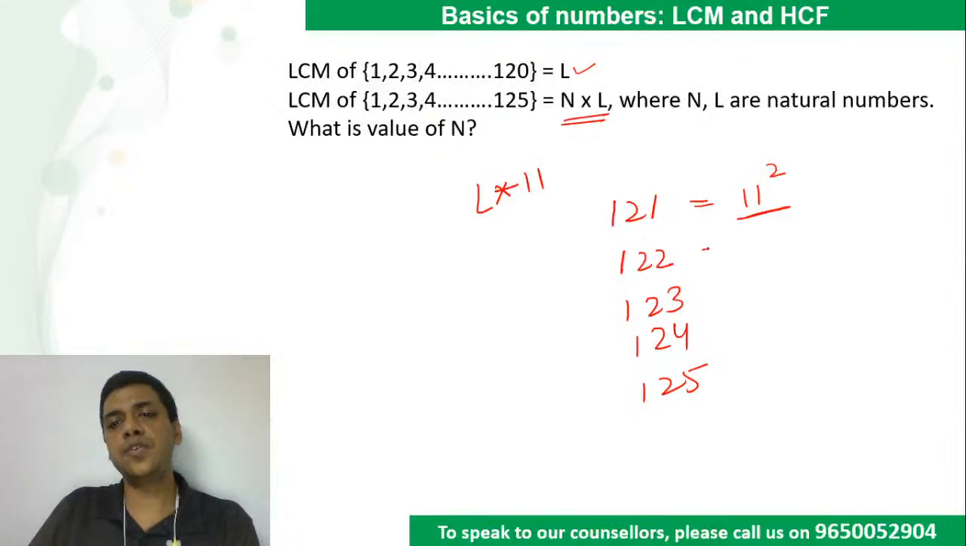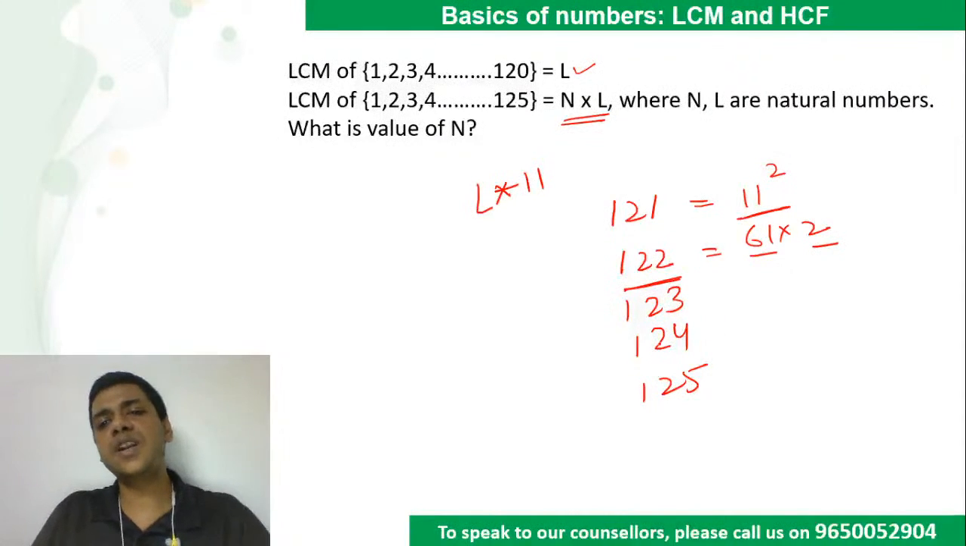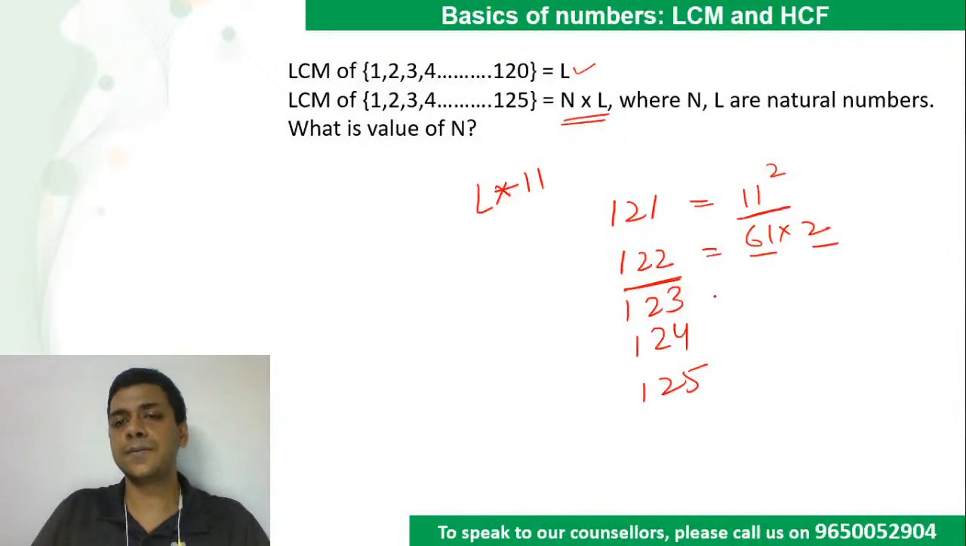Now coming to 122, 122 is 61 into 2. Now L is already a multiple of 61, L is already a multiple of 2, so L is already a multiple of 122. I need not do it any further.